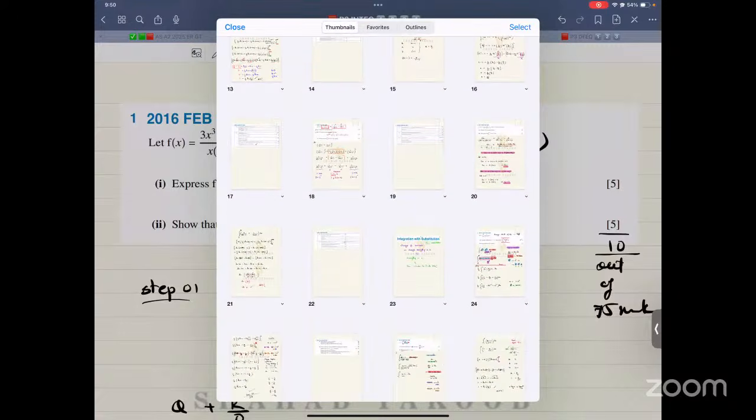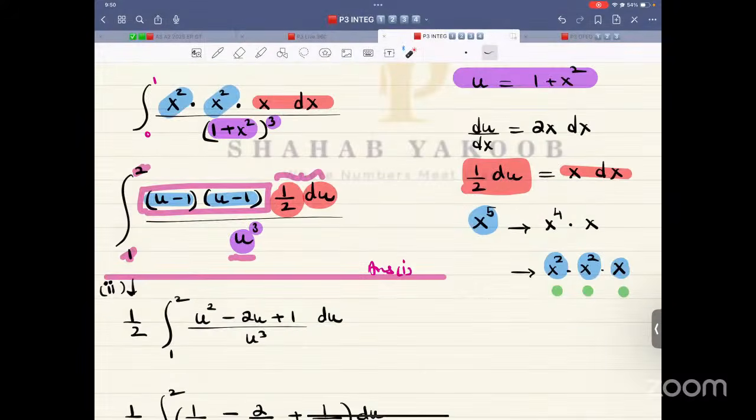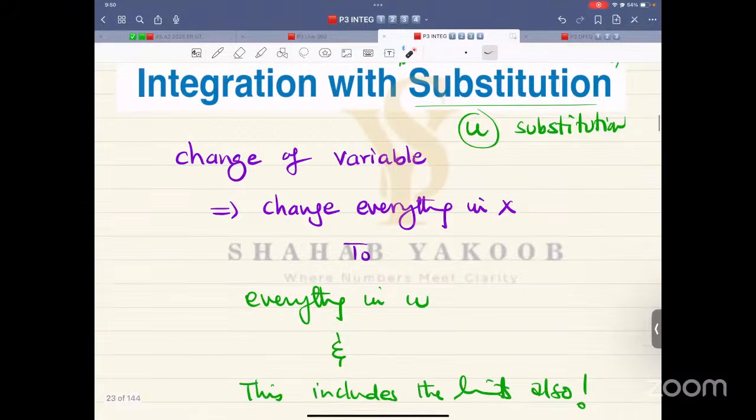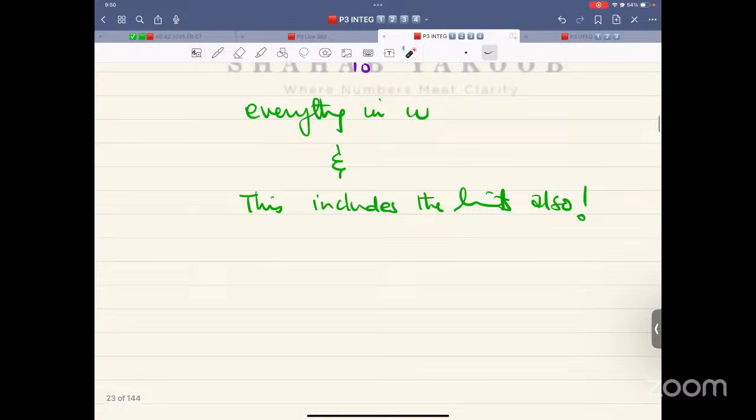Something that involves... this is substitution. Let's go to substitution, also known as change of variable. The rule is: change everything in x to everything in u. That includes the limits also.